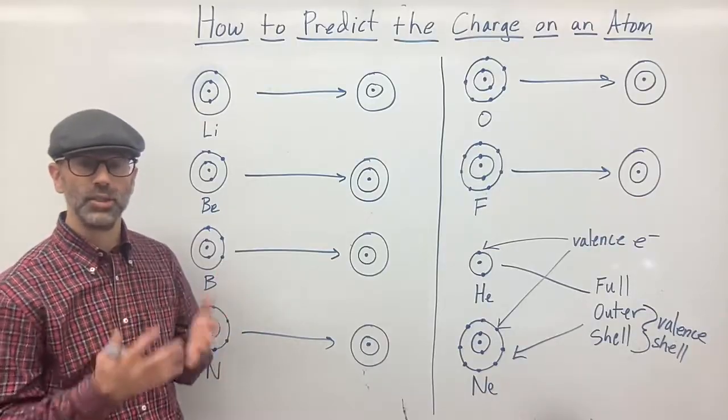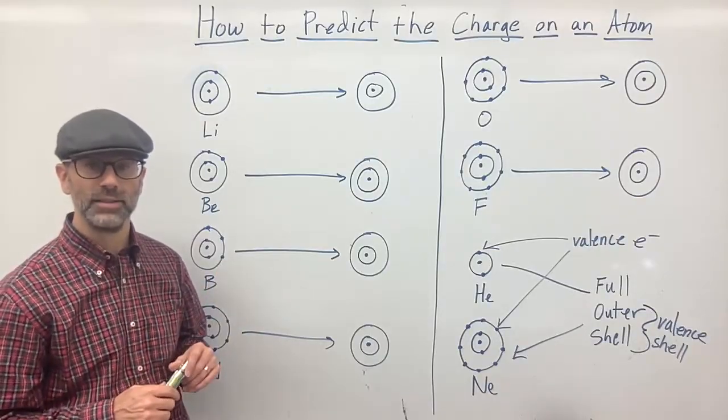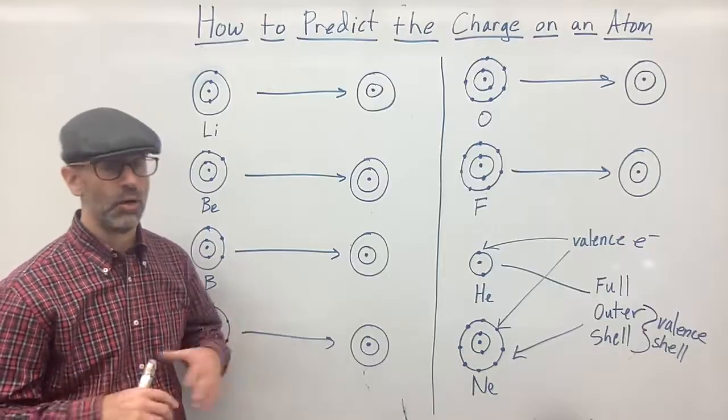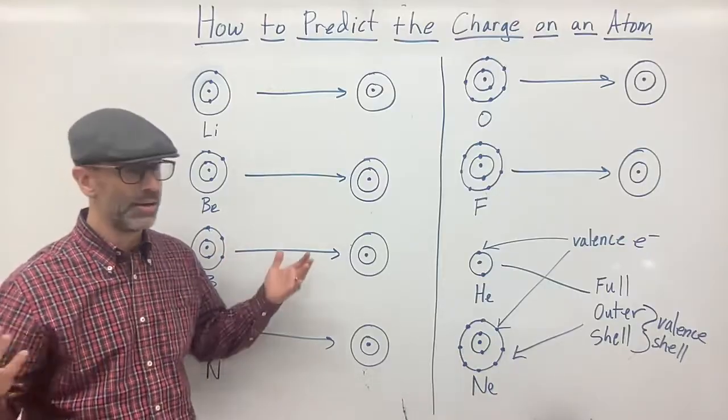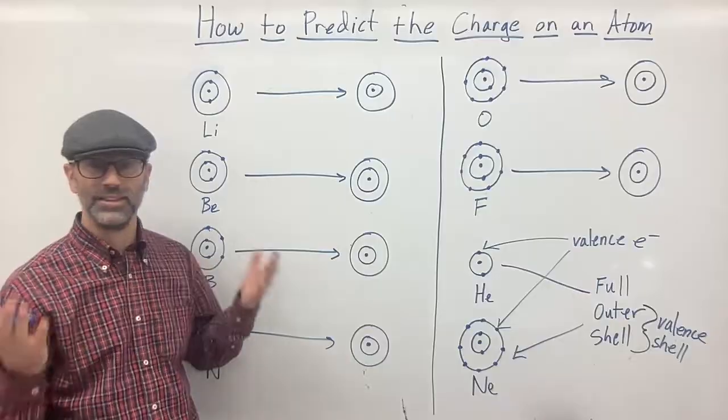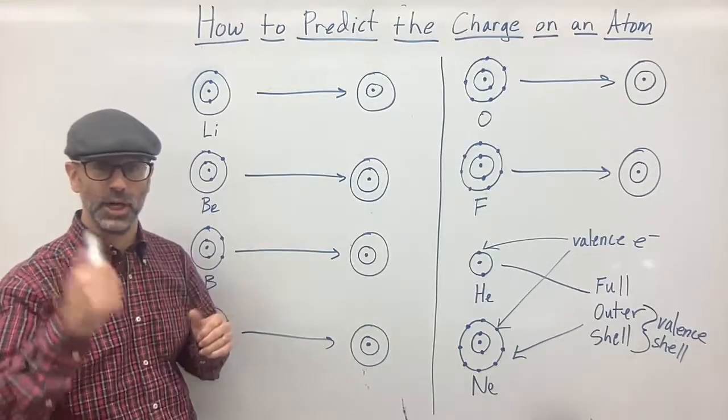So all the elements, all the atoms want to be like noble gases, just like all basketball players want to be like Mike. Sorry, I'm from Chicago, so that's the way it is. So Michael Jordan is the GOAT.